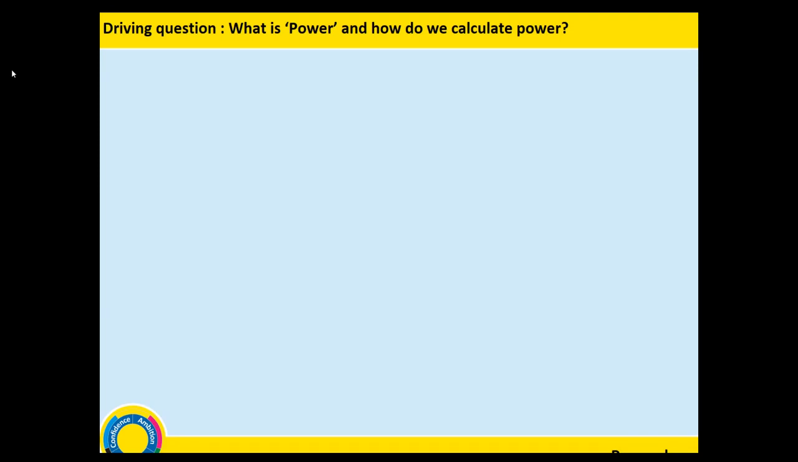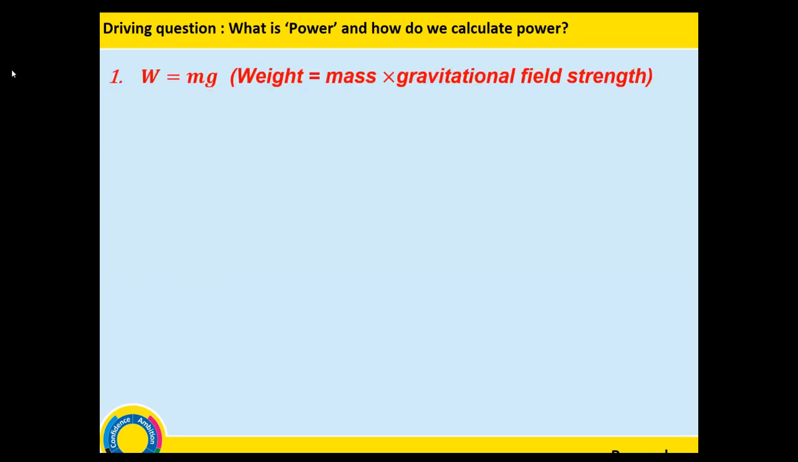Write the equation that links gravitational field strength, weight, and mass. The equation that links those 3 quantities is W equals mg, that is the symbol form of the equation, or you write the word equation, which is weight equals mass multiplied by gravitational field strength. The second question is to write the equation for calculating pressure. Pressure equals force divided by area, or you can write the symbol form P equals F divided by A.